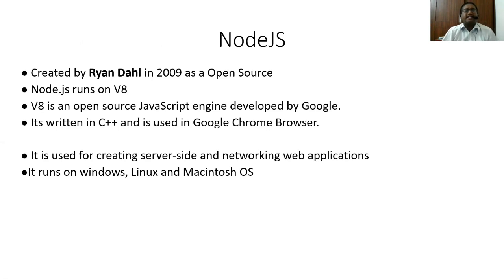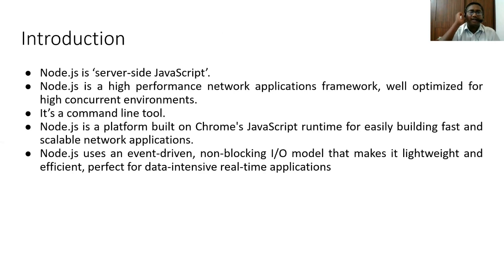And Node.js, it was created by Ryan Dahl in the year 2009 as open source. Normally, Node.js runs on the V8 engine. It will run only on the V8 engine. So what is this V8 engine? See, every browser contains an engine. For example, Google Chrome contains the V8 engine. And if you are using Mozilla Firefox, we will have the SpiderMonkey engine. So Node.js works only with the Chrome V8 engine. It was written in C++ and used in Google Chrome browsers. So we can execute on Windows, Linux, and Macintosh OS also.